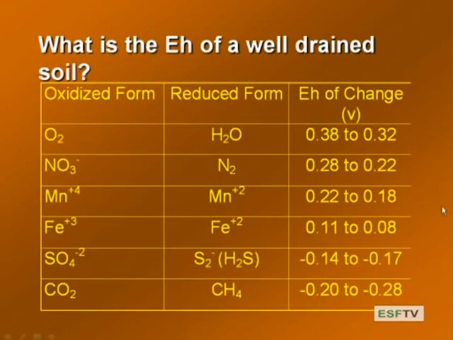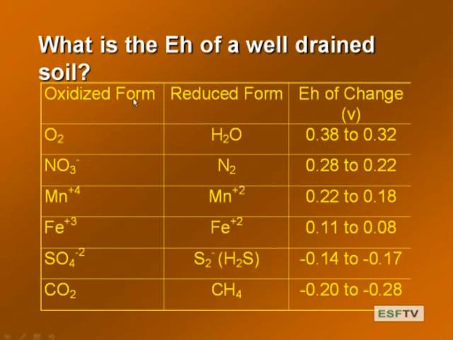Okay, so we've seen the visual. Now we'll come back to the numbers. I wanted to give you a little break from numbers, and we'll come back to it. And we could ask the question, what is the EH, the redox potential, of a well-drained soil? Let's think about what's going on.